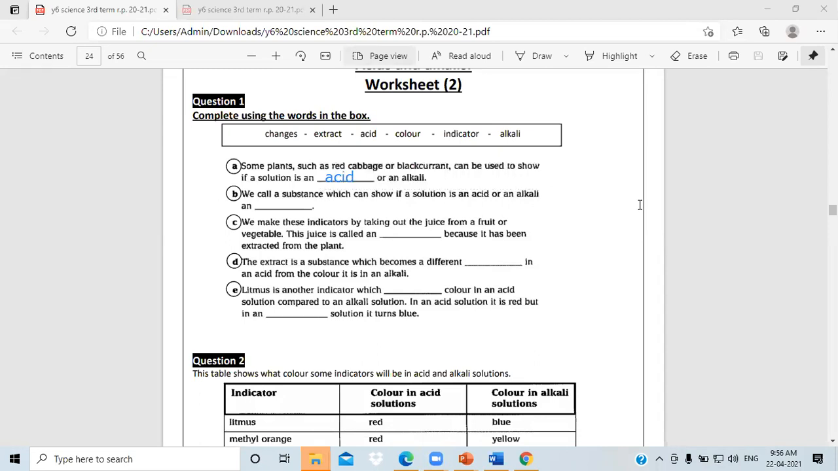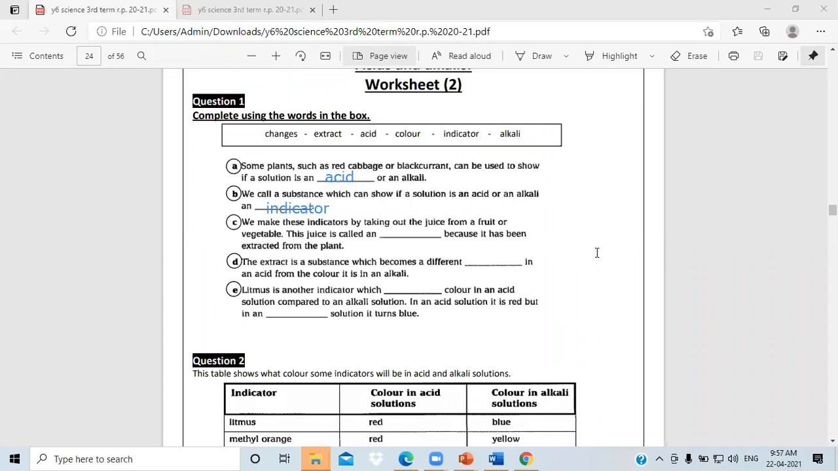Question B, we call a substance which can show if a solution is an acid or an alkali an what? Yes, Mariam. Indicator. Excellent. Indicator. Thank you, Mary.